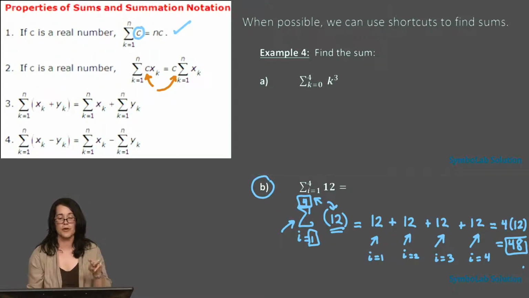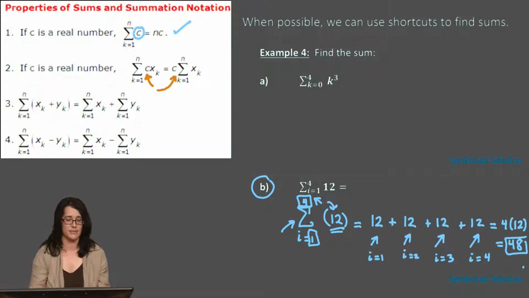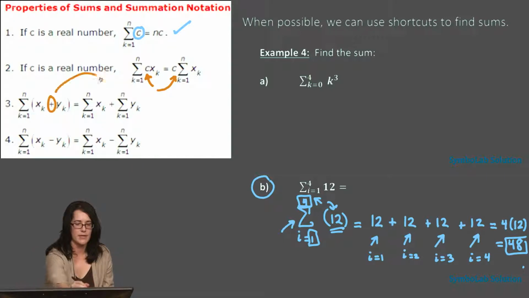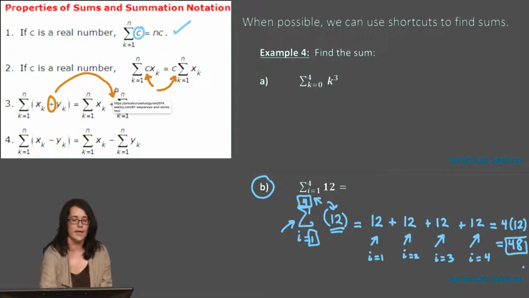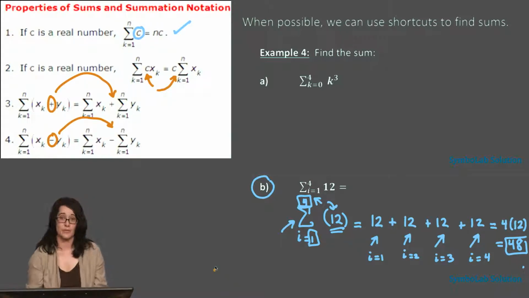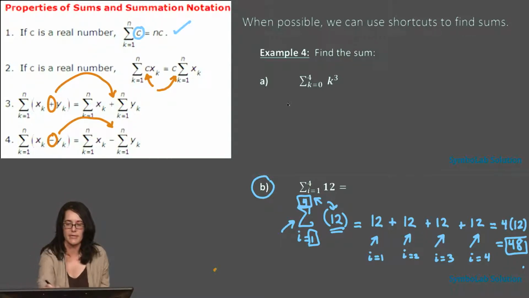The last 2 points, 3 and 4, they're talking about the fact that if you have a very complicated sequence, like k squared plus 3k plus 7, you can actually separate it into 3 different sequences. So every time you see a sum in your sequence, you can separate it into a sum of 2 sequences. Anytime you see a difference in your sequence, you can simply separate it into a difference of 2 sequences. And that can save you time as well. But in example 4a, we really don't have any tricks there. So let's take a look at what it's asking.